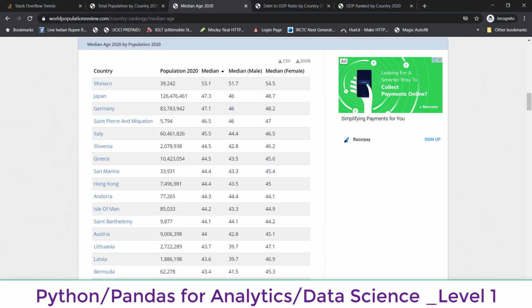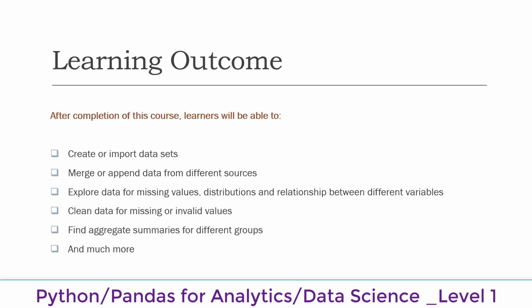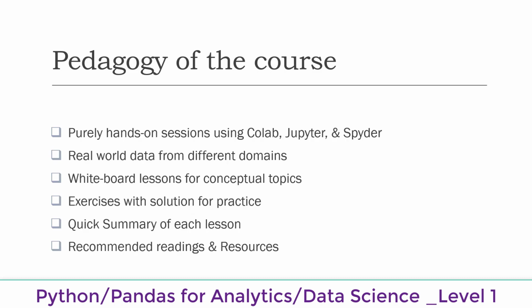There are many things which we will be seeing in our course, and we will be taking data from different domains. Let's talk about the pedagogy of this course. This course would be purely hands-on using Google Colab, Jupyter and Spyder. These are different IDEs of Python. If you have never heard about those, don't worry. Most of the time we would be using Google Colab, but I'll be showing you how to do it in Spyder and Jupyter also. And as I said, we will be taking real data from different industries, so you will find something relevant to your field also.